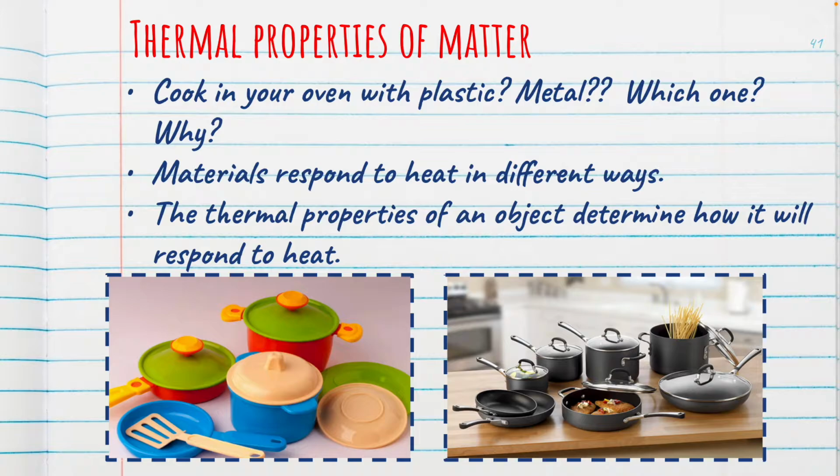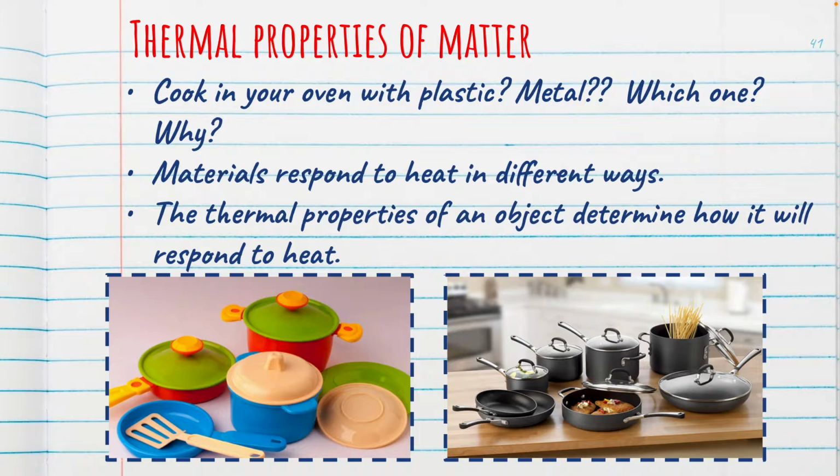Most of us know, if we look at the pictures on the bottom of the page there, if I said, hey, you're going to go home and make a casserole tonight, most of you are not going to pick what you guys see on the left-hand side. You're not going to cook in your oven with plastic. You're probably going to pick the pans on the right-hand side, or maybe you guys have glass at home. Whatever the case is, definitely not what's on the left-hand side.